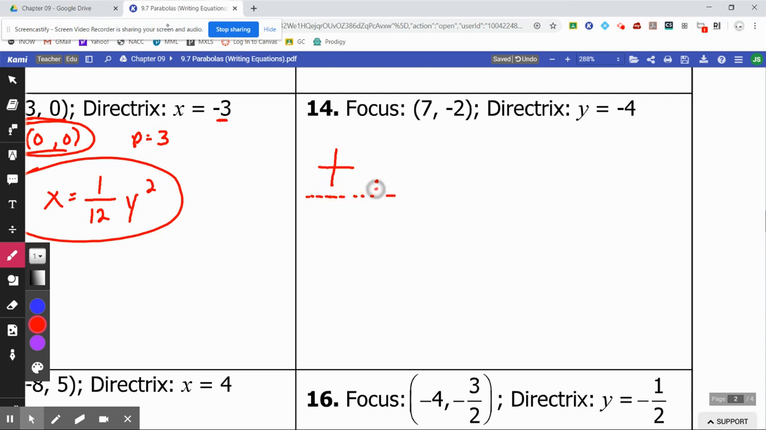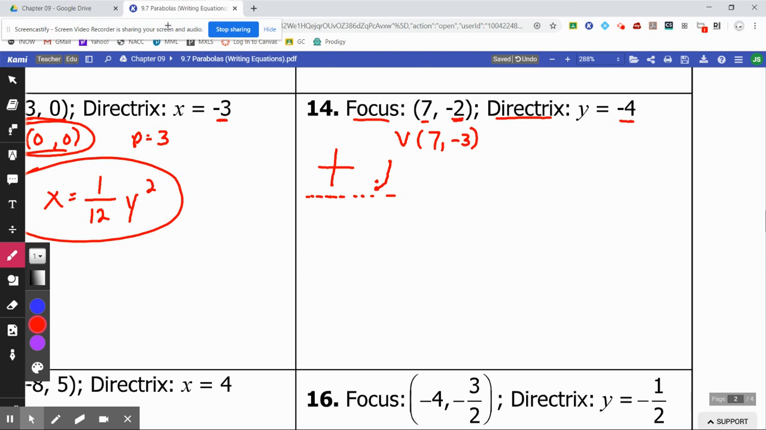So our vertex is going to be directly in between. It's going to have the same x value as this. So we have a vertex at 7, comma. The middle of -2 and -4 is -3. The vertex will always be directly squeezed between the focus and directrix.